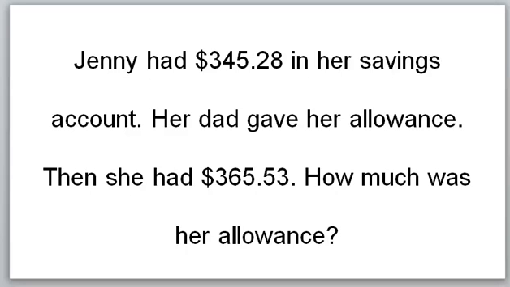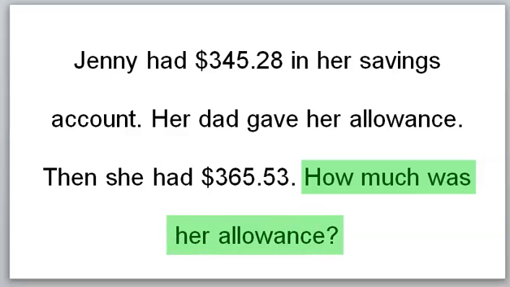So Jenny had $345.28 in her savings account. Her dad gave her allowance. Then she had $365.53. How much was her allowance? So we know that she gets an allowance, but we don't know how much it was. So we want to know how much money did her dad give her for an allowance.